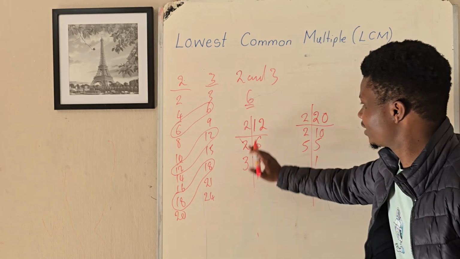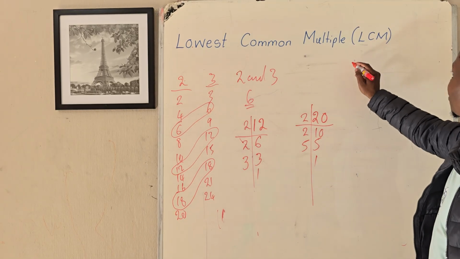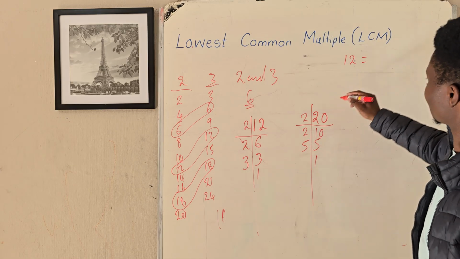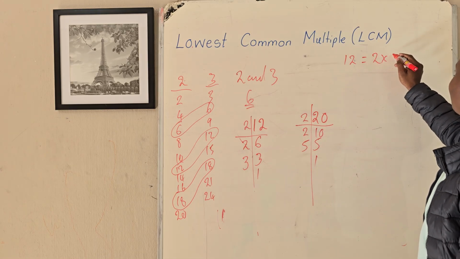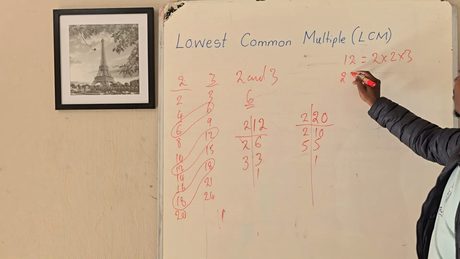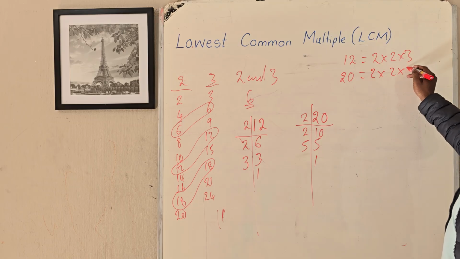So I can write 12 as a product. Let me just write it here. I can write 12 as a product of its prime numbers as 2 times 2 times 3. I can write 20 as a product of its prime factors as 2 times 2 times 5.